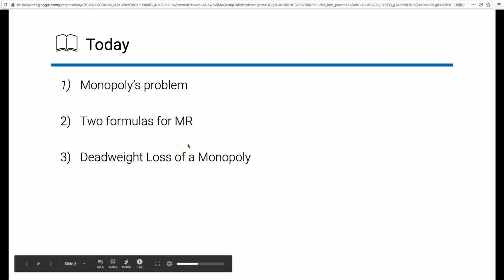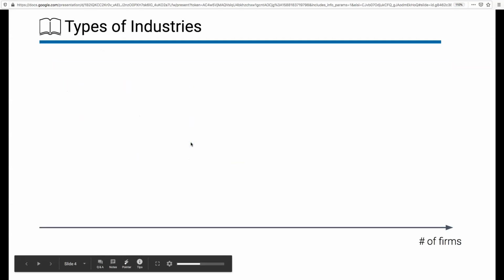But before we talk about the monopolist problem, I would like to put things in perspective, and so I'm going to relate the monopoly model to the competitive industry model that we considered in the last few videos. If you want to create some kind of a classification of the types of industries that exist in the world, one way to do so is looking at the industries by the number of firms that participate in them.